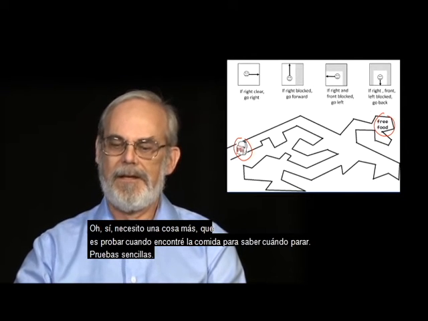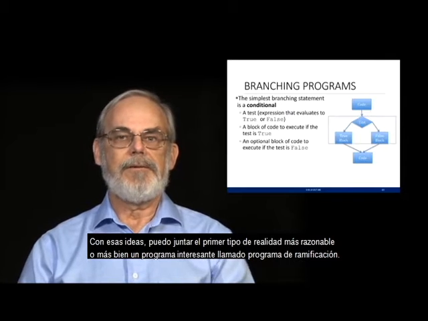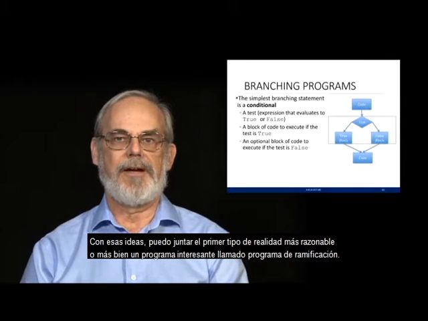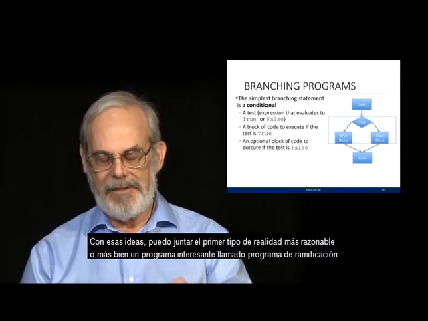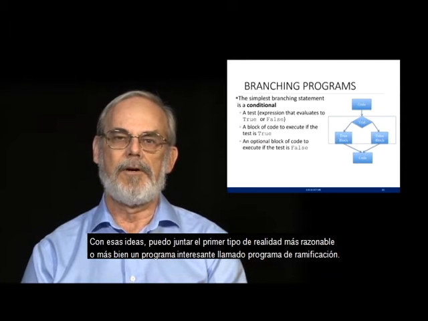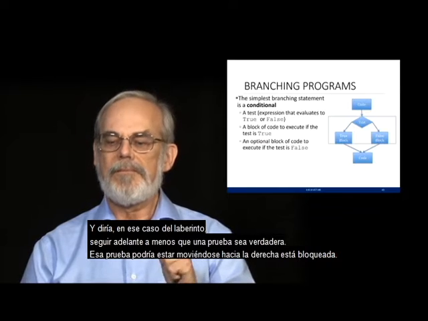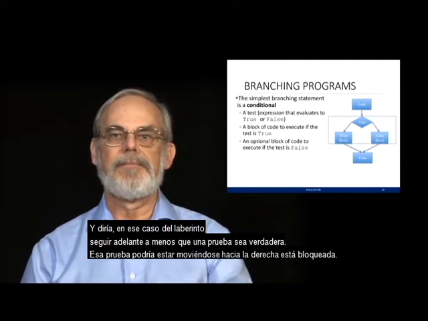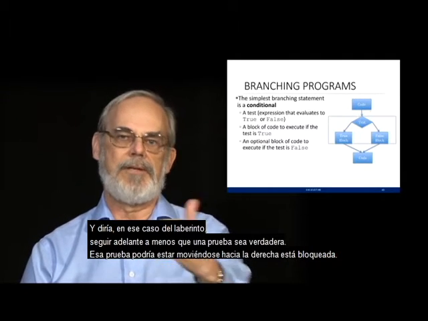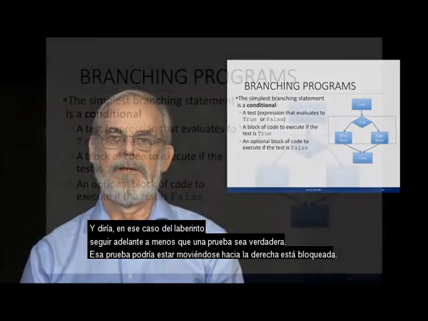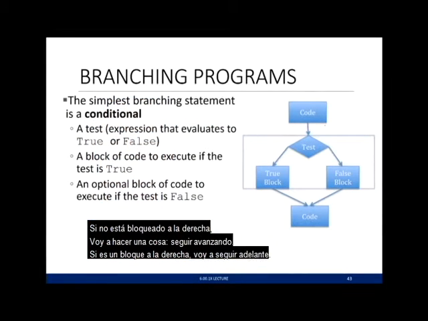Simple tests. With those ideas, I can put together the first kind of actually more reasonable or interesting program called a branching program. And it would say, in the case of the maze, move forward unless a test is true. That test might be moving to the right is blocked. If it's not blocked to the right, I'm going to do one thing, keep moving forward. If it is blocked to the right, I'm going to move ahead.